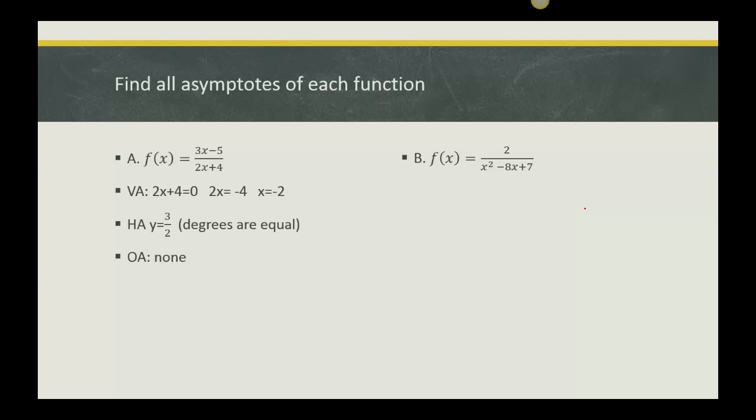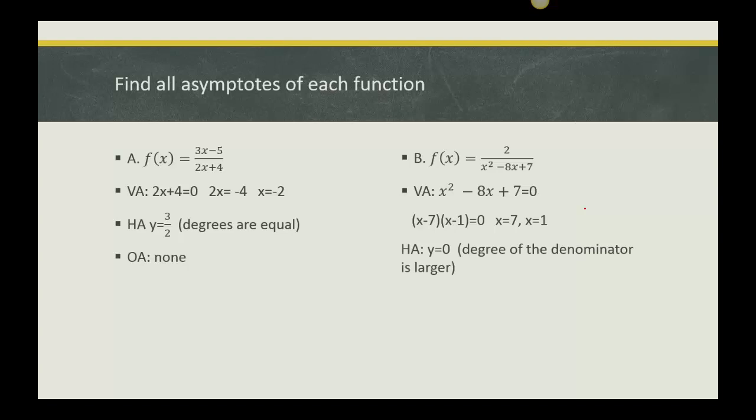B is f of x is 2 over x squared minus 8x plus 7. For the vertical, I have x squared minus 8x plus 7. I want to set that equal to 0, so I think we'll better factor it. So I factored into x minus 7, x minus 1, which gave me x equals 7 and x equals 1. For the horizontal, I can see the denominator is bigger than the numerator, so that tells me I have a horizontal asymptote at 0. And like we just said, because I have a horizontal, I do not have an oblique.